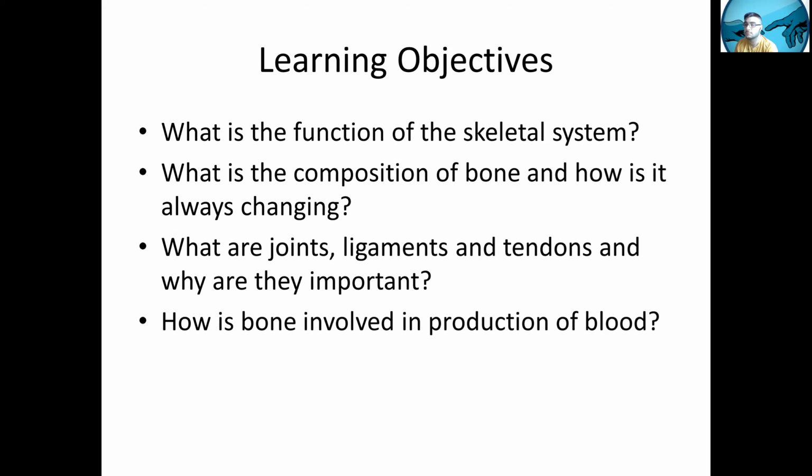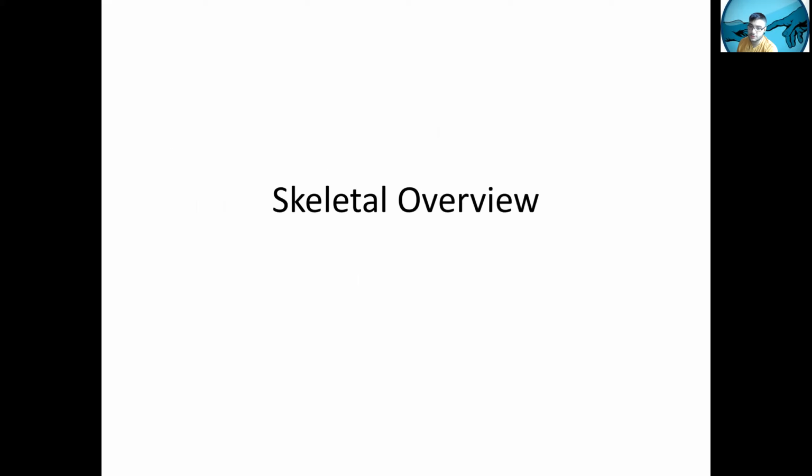Okay, learning objectives for today. First, what is the function of the skeletal system? Next, what is the composition of bone and how is it always changing? We'll also be talking about what joints, ligaments, and tendons are, and why they are important. And lastly, we'll be talking about how bone is involved in the production of blood, because that is one of bone's main functions. Okay, moving on to the content.